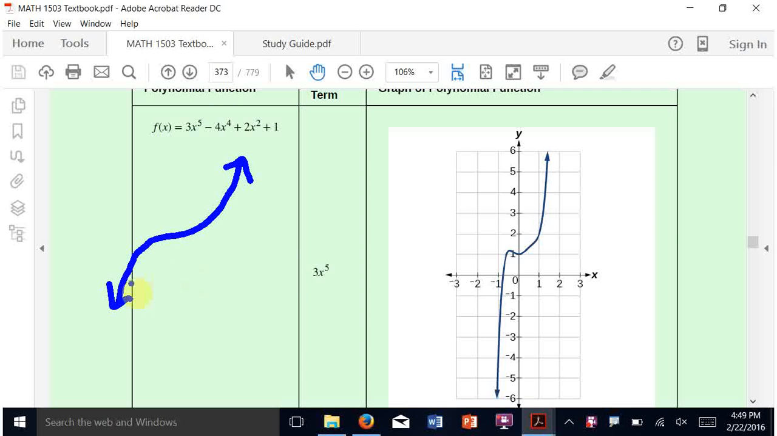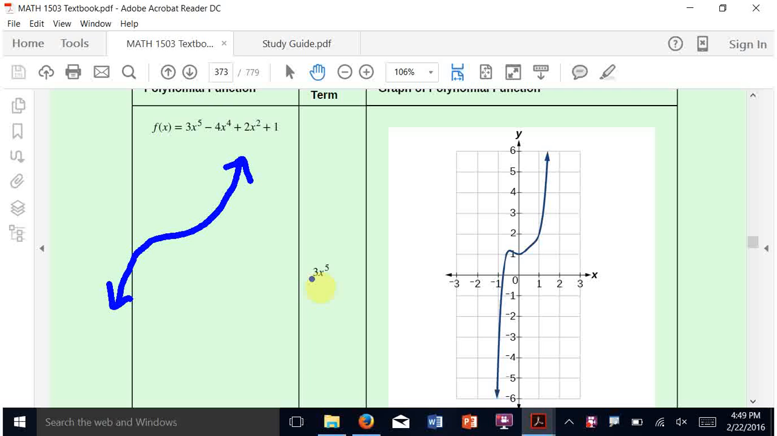So here, you look at the leading term, you have an odd exponent, you have a positive coefficient. So that means positive x, positive f, negative x, negative f. Okay, as far as the end behavior is concerned, that's what's ultimately going on, even though you may have a turning point in between your ends.